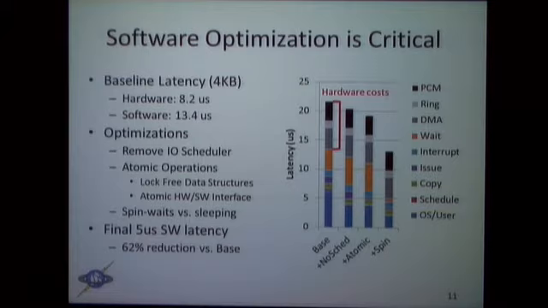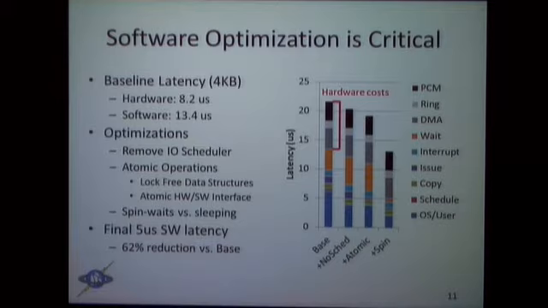The first version of our driver that we wrote, we found that the hardware had about 8 microseconds of latency, and the software on top of that was about 13.4 microseconds. So we implemented several optimizations, namely removing the I/O scheduler, which reduces the amount of code that we have to execute, but it also significantly increases the concurrency that we can get passing requests through our driver.